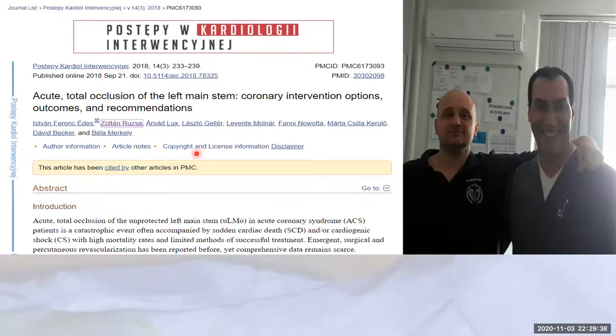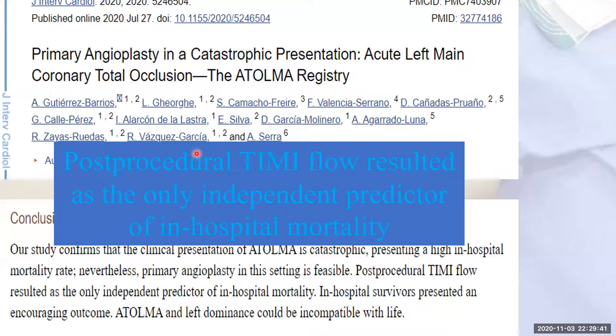And another registry called ATOLMA, which is acute total occlusion of left main artery, was published this year in July. The conclusion showed that the independent predictor of in-hospital mortality was exactly the post-procedural TIMI flow. That was the most important marker to decide the prognosis for those patients, despite having higher mortality, but achieving a good TIMI flow, I think, was enough for that.